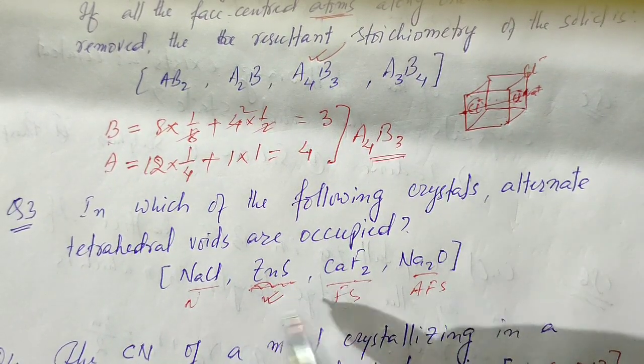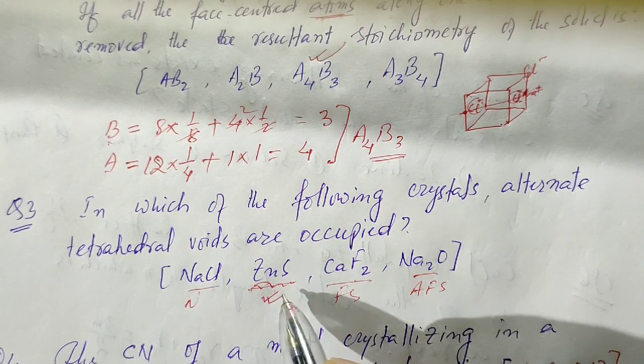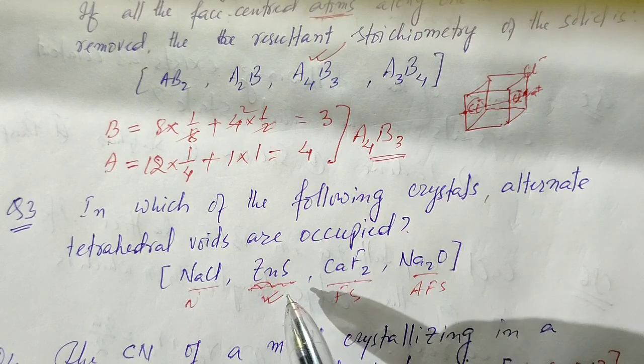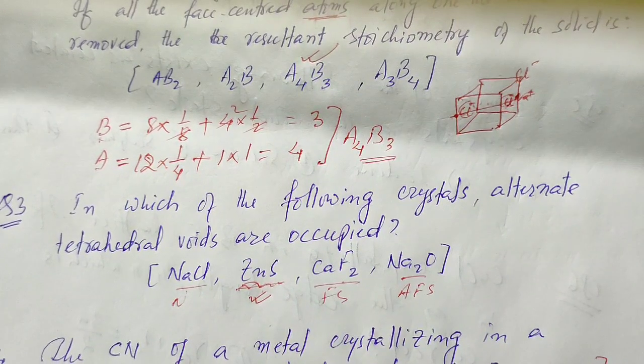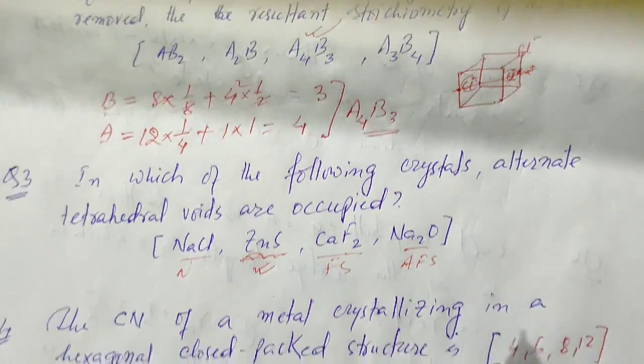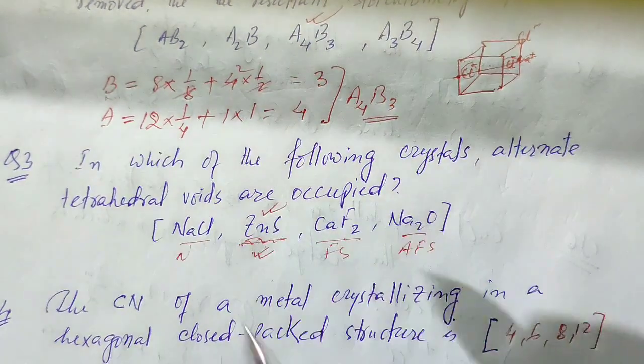Okay, our answer is zinc sulfide. Please watch the video on the structure of ionic solids by going to the playlist of solid state. Okay, so this will be our answer.